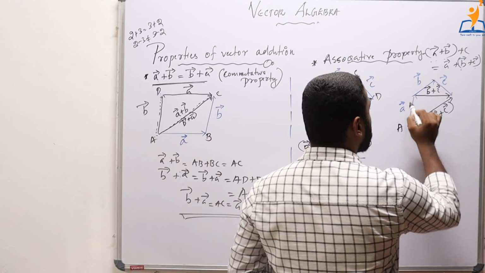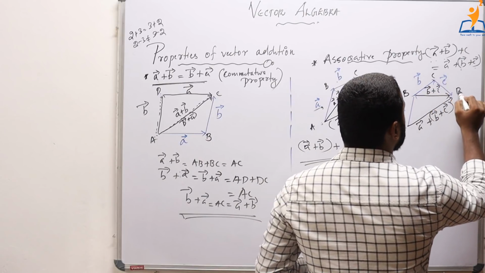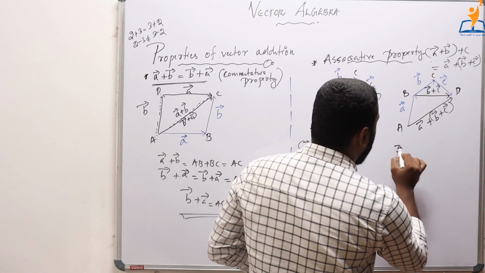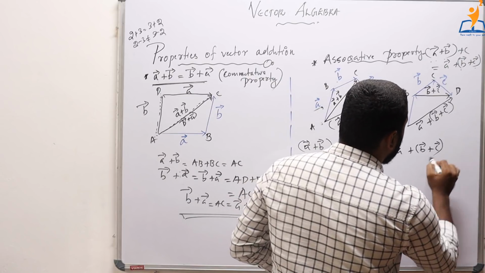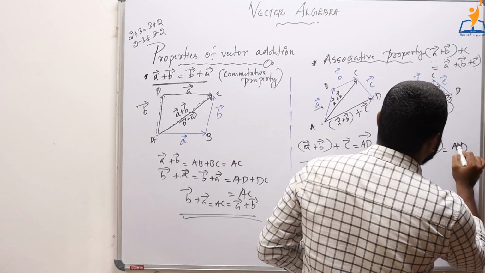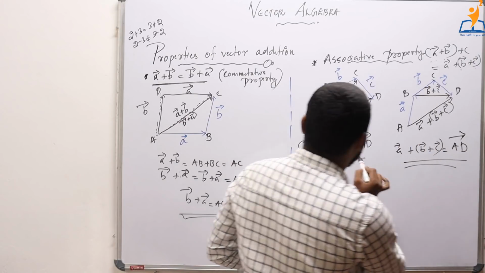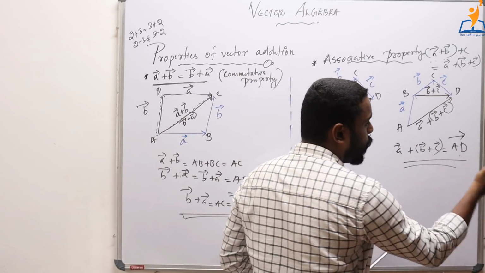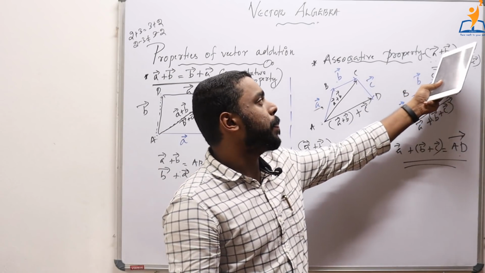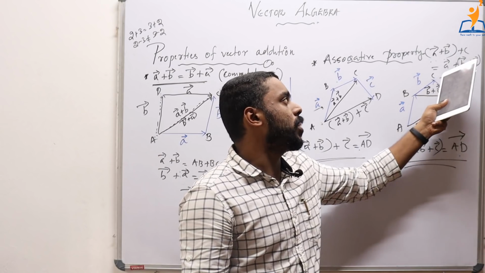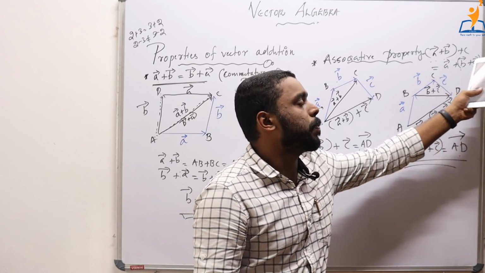We can also give the same names to the vectors here. So we get vector A plus vector B plus vector C is equal to AD. See, here also we got AD and here also we got AD as the end result. Which means that vector A plus (vector B plus C) equals (vector A plus vector B) plus C.